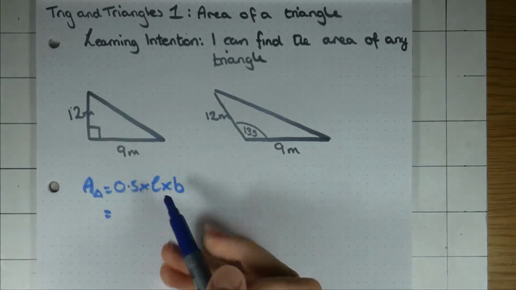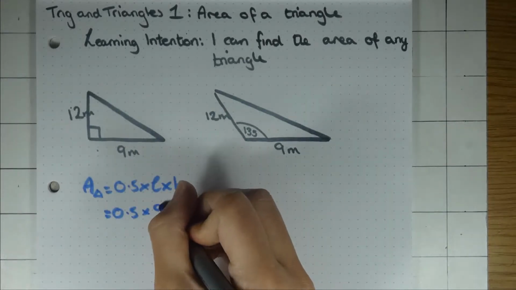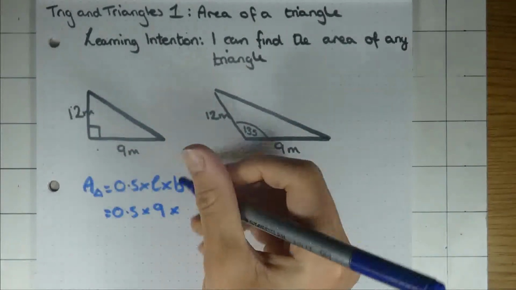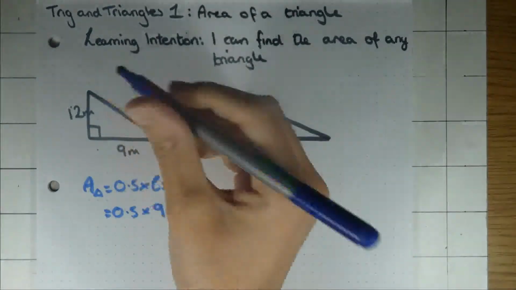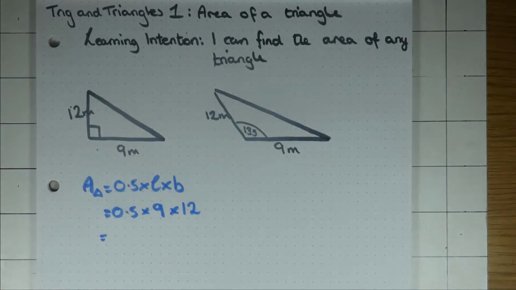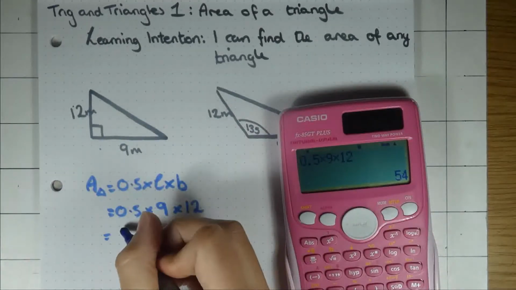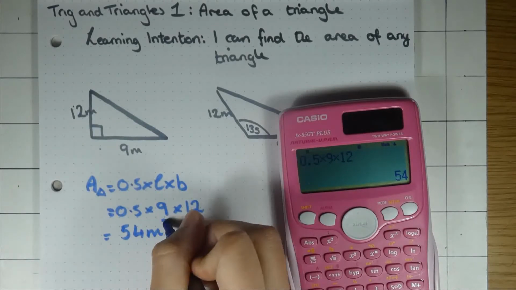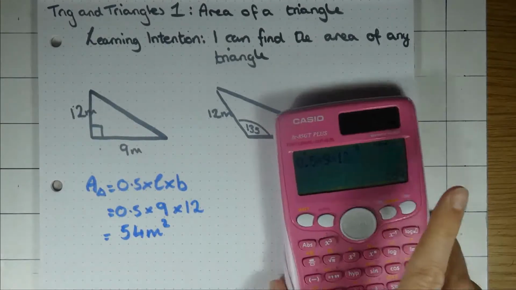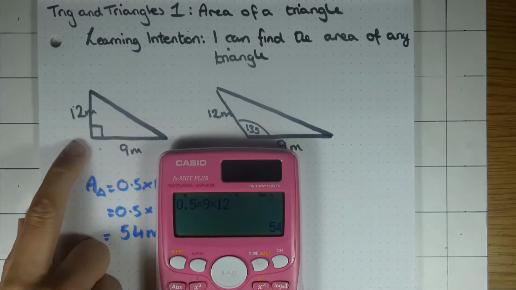So what we have is 0.5 times the length, which is 9, times the breadth even, which is 12. And we type this into our calculator. 0.5 times 9 times 12 equals 54. So the area of this first triangle is 54 meters squared. And that works because we have a right angle triangle.